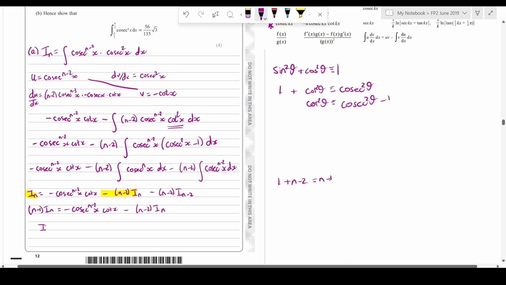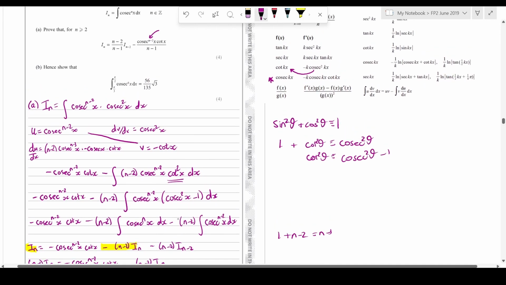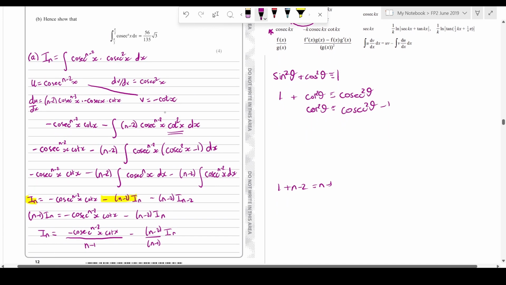So in other words, In is going to be minus cosec to the n minus 2 of x cot x divided by n minus 1 minus n minus 2 over n minus 1 In. Now, it looks like I made a slight mistake somewhere with a minus sign. That's because this is minus 1, so this will be plus. This will be a plus, that'll be a plus, that'll be a plus.